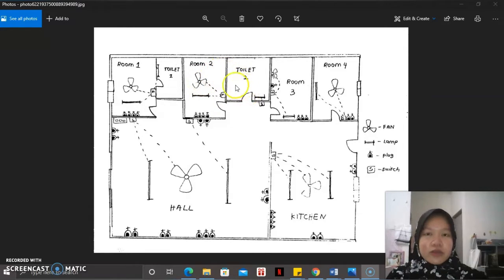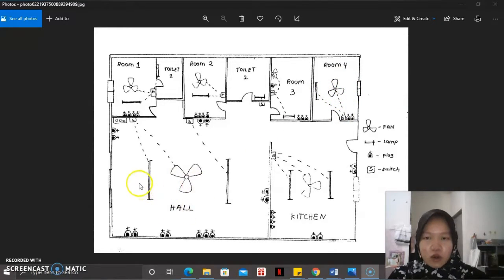Moving on to the next part, which is toilet 2. There is only one lamp and one switch controls this lamp. So next is room 3. There is one lamp and wall fan in this room. So one switch controls the wall fan and one switch controls the lamp. Next is room 4. Also has one lamp and one ceiling fan. So one switch controls the lamp and one switch controls the fan.